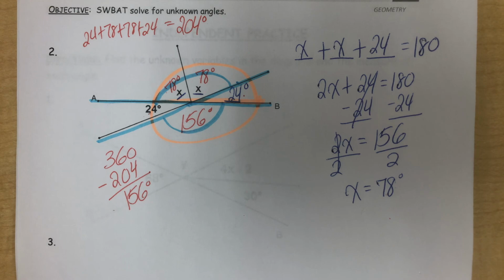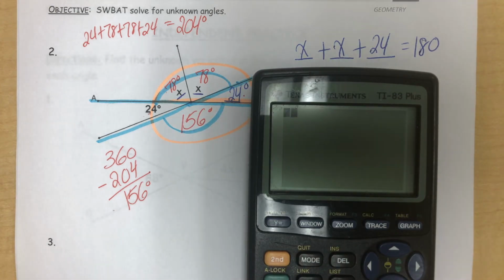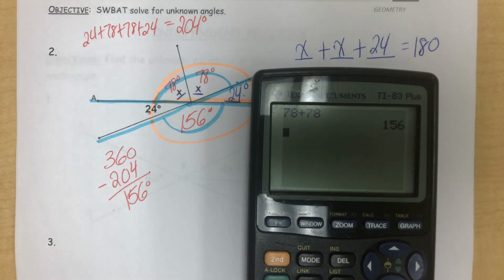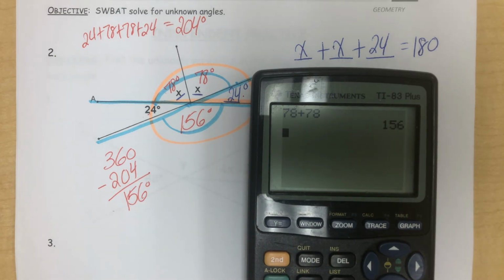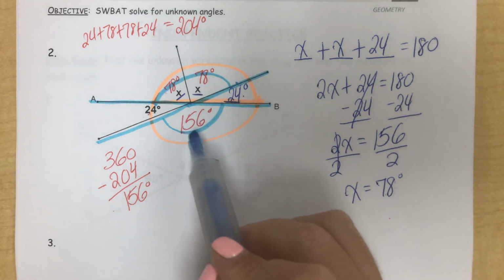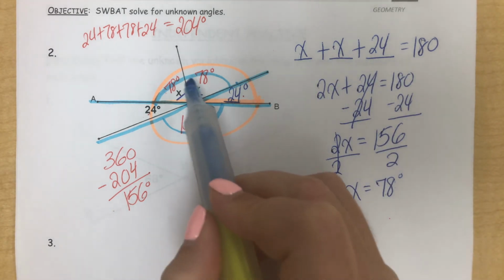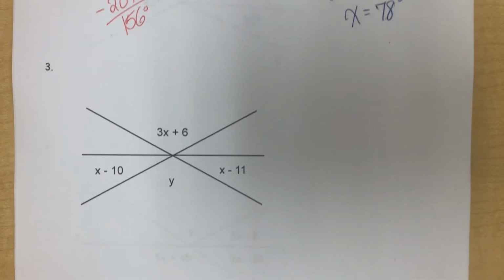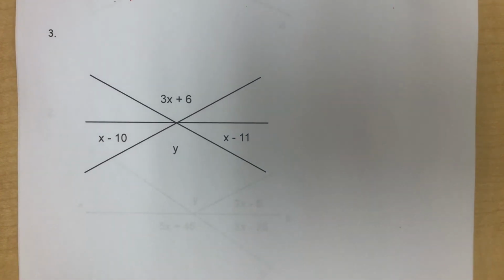And then if I check it in the calculator, 78 plus 78, let's try that out. 78 plus 78, and you can see that it is 156 degrees. All right, so I could have used angles at a point, all of them add up to 360, or I could have looked and said, well, I know that this one angle is a vertical angle with both of these guys combined together. All right, let's move on to number 3, our last and final question.